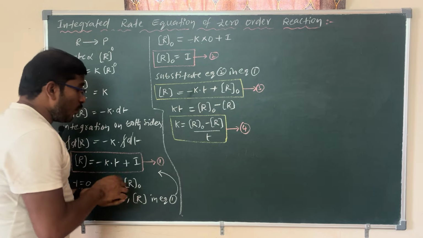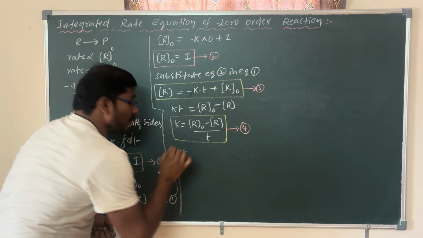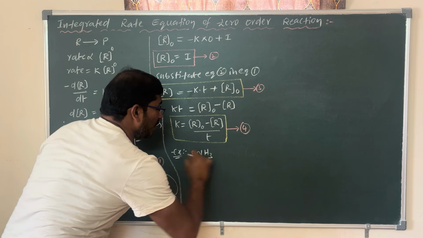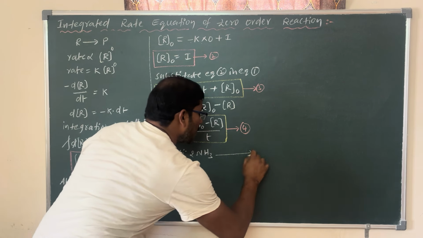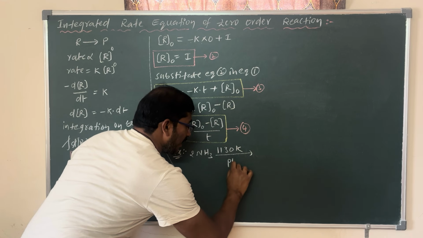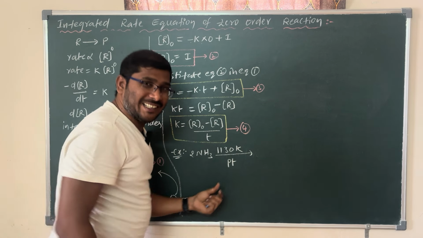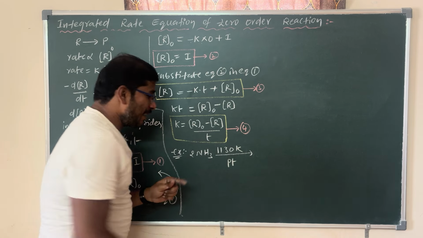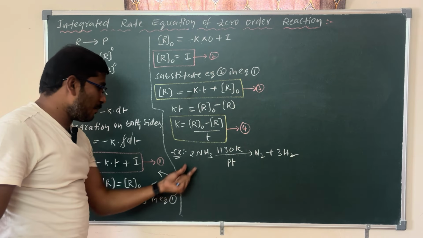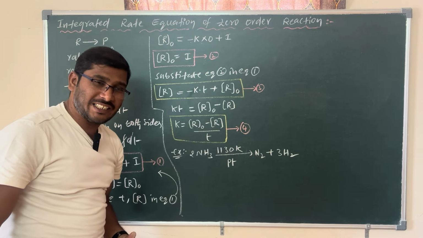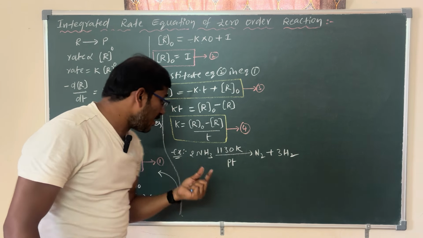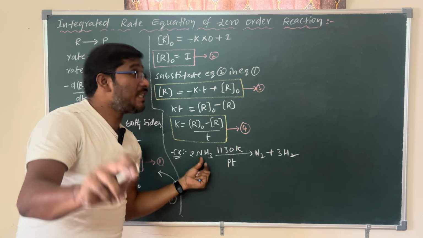Very important. What is an example of a zero order reaction? Decomposition of ammonia. That is, 2 moles of ammonia I am taking here. The reaction takes place at approximately 1130 Kelvin temperature, on the surface of a platinum catalyst. Now we get N2 plus 3H2, all present in the gaseous state: ammonia, nitrogen, hydrogen. This reaction is a zero order reaction. That means the rate does not depend on the concentration of ammonia. What is a zero order reaction?